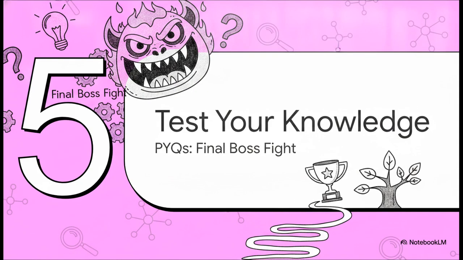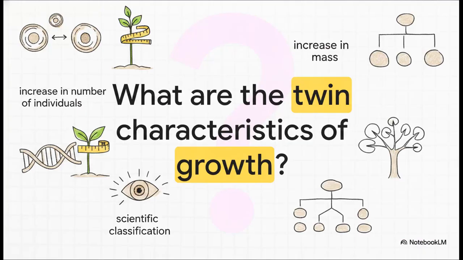Section 5. Test your knowledge. PYQs. This is the final boss fight. Let's see if you can apply what we just talked about. Challenge number 1. Which two of the given points are known as the twin characteristics of growth? Is it A, increase in mass, B, increase in number of individuals, C, cellular organization, or D, response to stimuli? Think about it for a second.